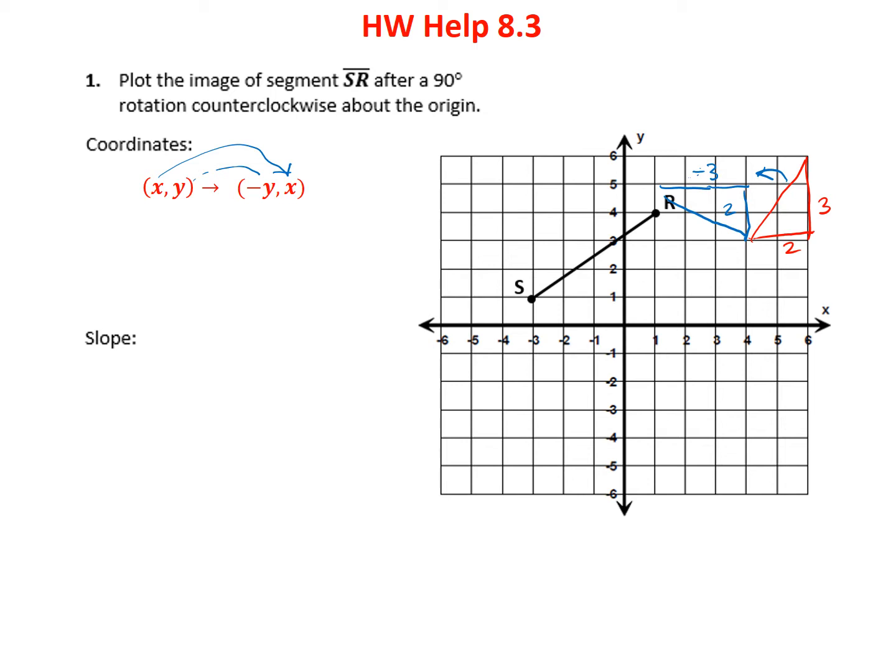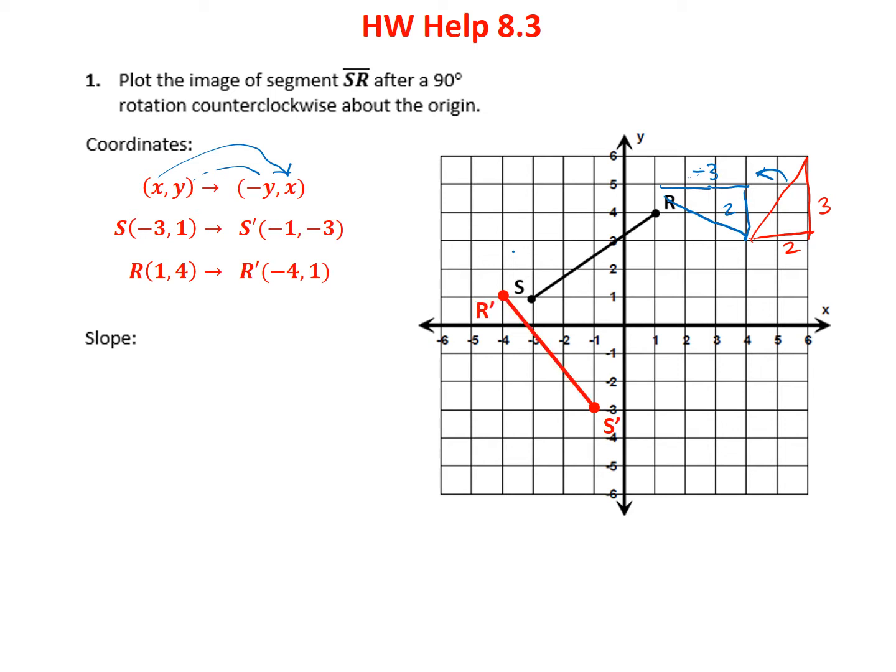And that's just kind of visually what's happening when we do that. Now to do this for your sake, you just need to remember this rule: (x, y) becomes (-y, x) for a 90-degree counterclockwise rotation. And so we put in our first point. S is (-3, 1). So we switch them and make the y negative. So (-1, -3). And that becomes our point down here, S prime. And the same with R. (1, 4) becomes (-4, 1). And then we draw our line.